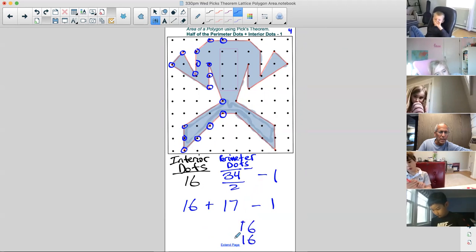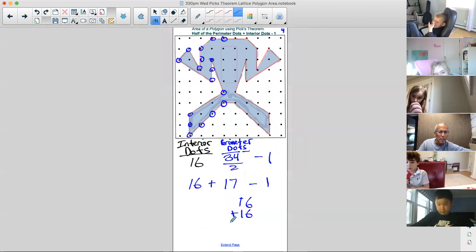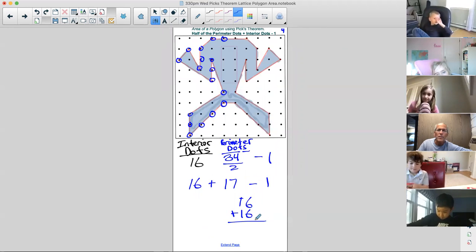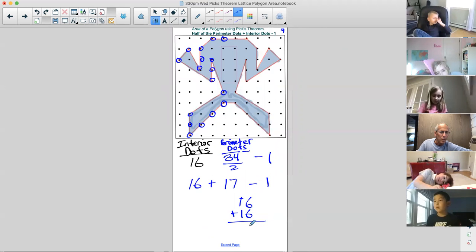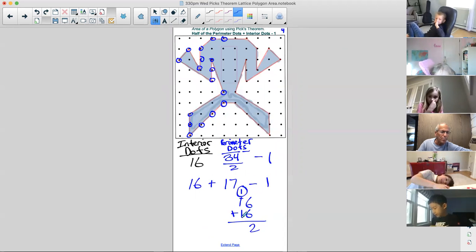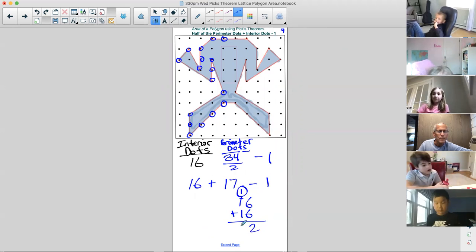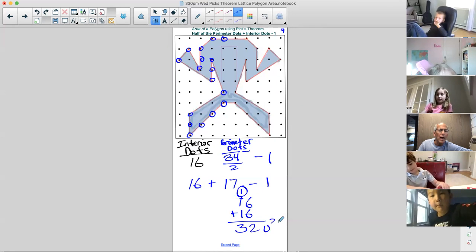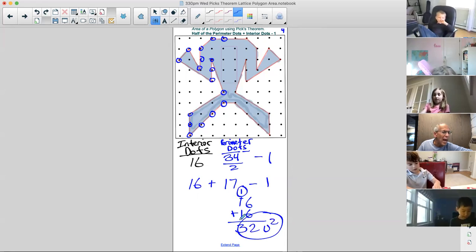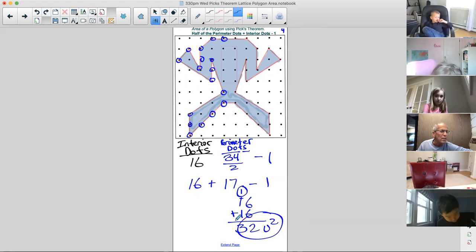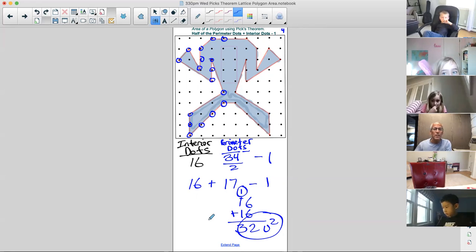And if you look at 16 plus 16, and you add 6 plus 6, what do we get? 12. Carry the 1, and 1 plus 1 plus 1 is? 3. So guess what, guys? The headless man is 32 square units. Do you think he would have been more if he had his head with him? Yes. Maybe he would have been 36 square units.